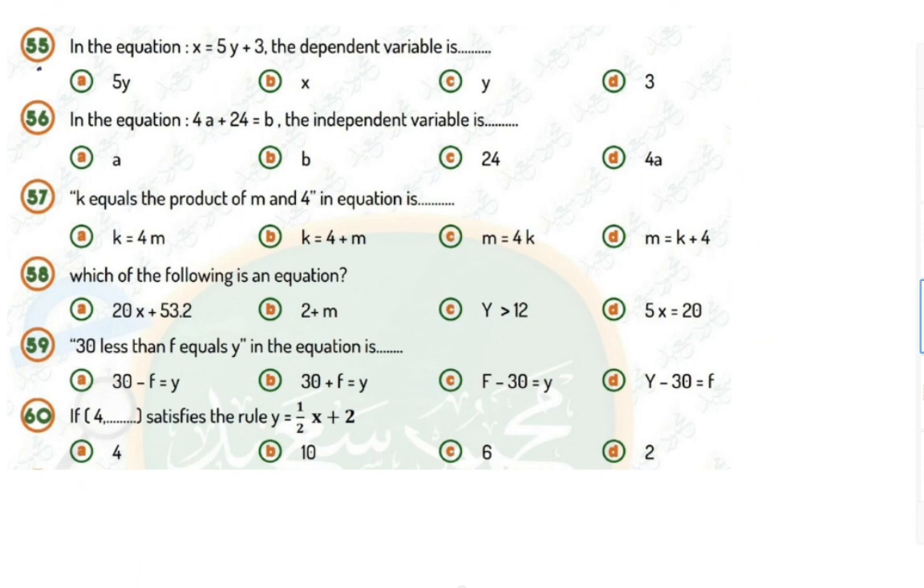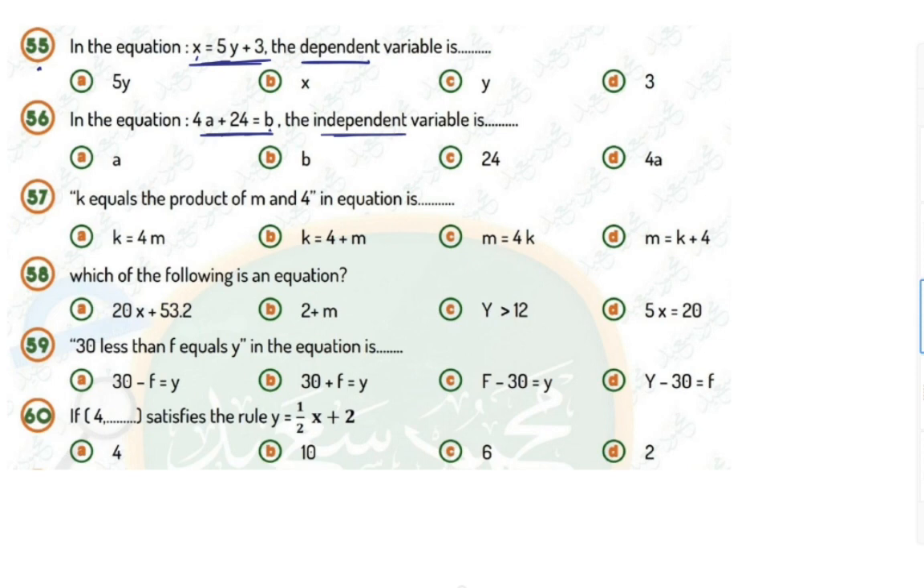Point 55. In the equation x equals 5y plus 3, the dependent variable is what? So we have some equation, and he asked us about the dependent variable. So what is the difference between dependent and independent? That's a repeated question. Note with me, always you have some variable alone, like this x or like this p. Always the alone variable, like x or p, is the dependent.